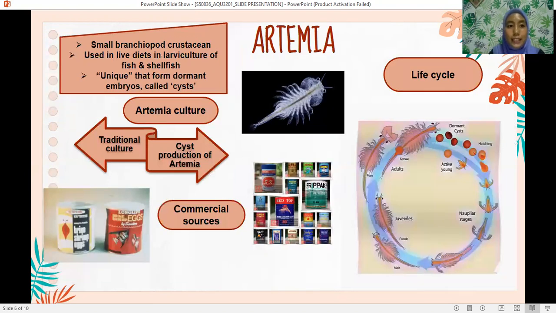Artemia is a small branchiopod crustacean used as live diet in larvae culture of fish and shellfish, and it forms dormant embryos called cysts. There are 2 types of Artemia culture, which are traditional culture and cyst production of Artemia. This is an example of commercial sources of Artemia.